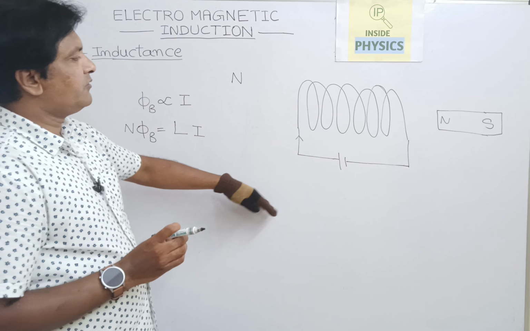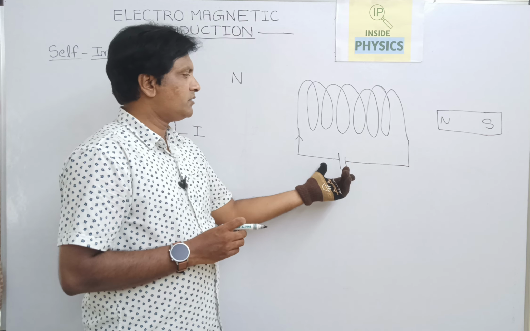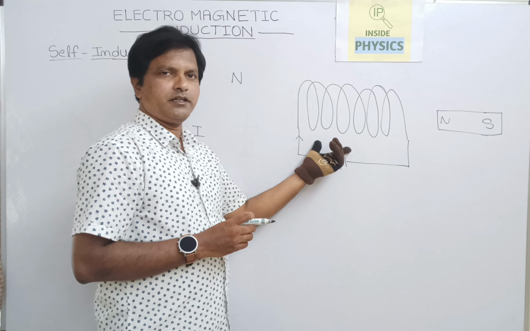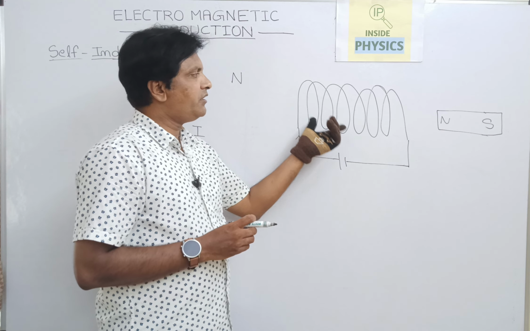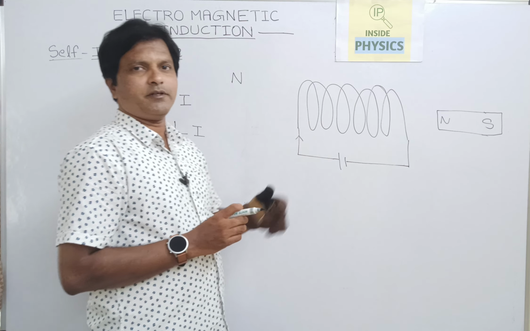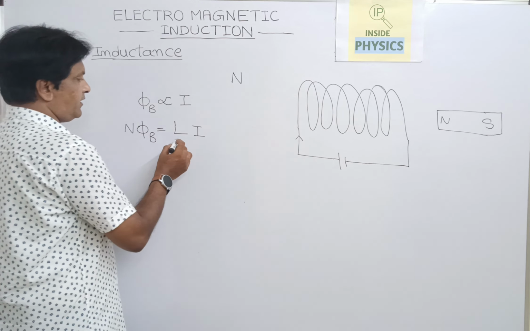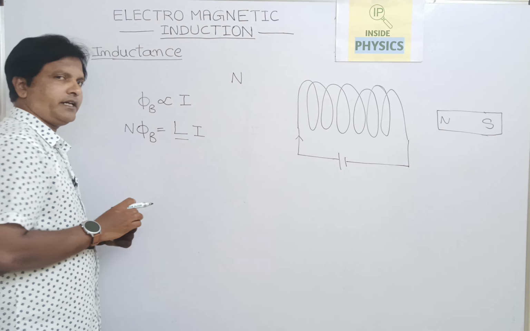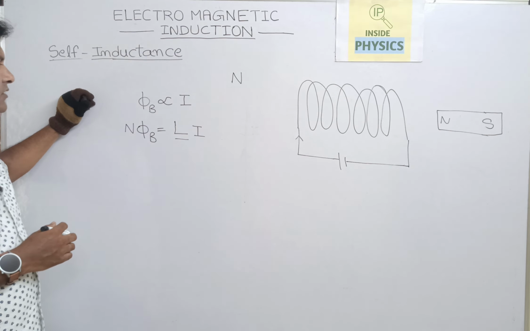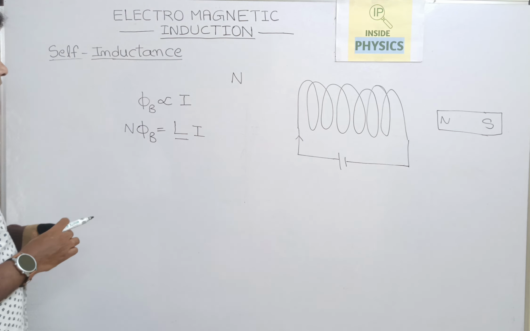In this way, if we connect the current to this solenoid, and this current is varying, the magnetic field generated because of the EMF is also varying, and the variation of the field will induce another EMF. That is called self-inductance. It is represented by the letter L, which is called the coefficient of self-induction, or the self-inductance of a particular material.